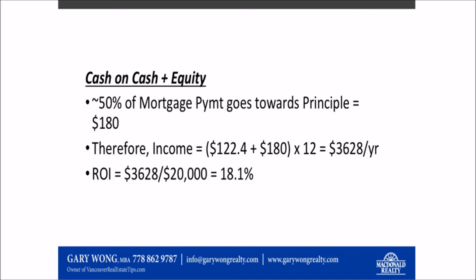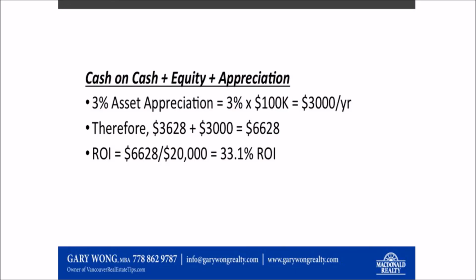Let's say it stays the same. But here, cash on cash plus equity plus appreciation. So let's say it goes up 3% a year, which is approximately inflation. Okay? So let's say asset appreciation of 3%. In this market, condos go up like 10 to 15%, houses 25 to 30. But in a normal market, you're looking at condos maybe 5 to 10% in good areas, maybe just 5% or 3 to 5% in bad areas. But let's just say 3%, just to be conservative.